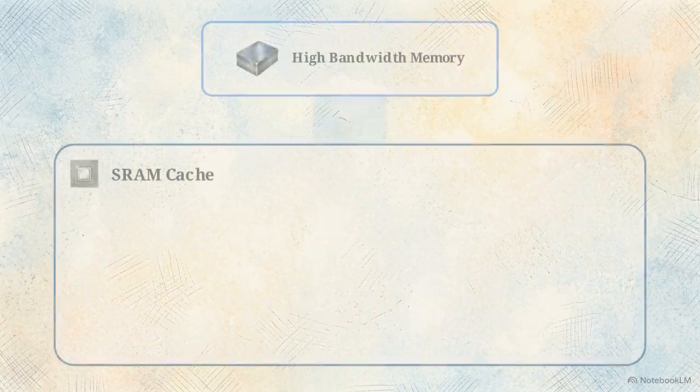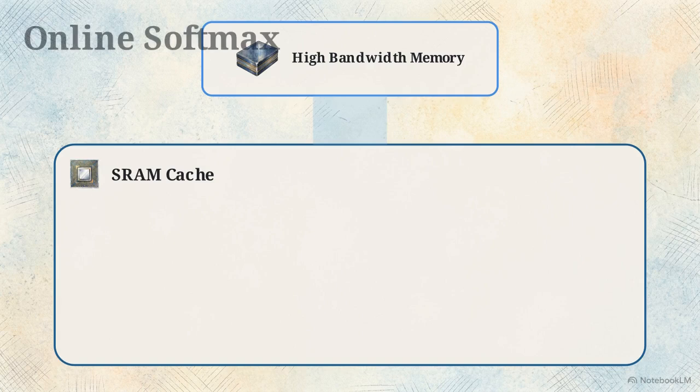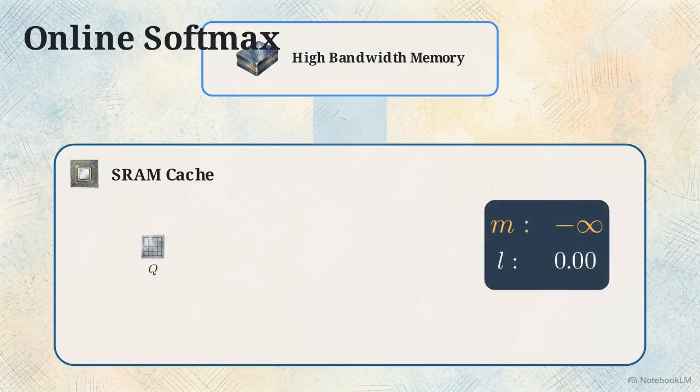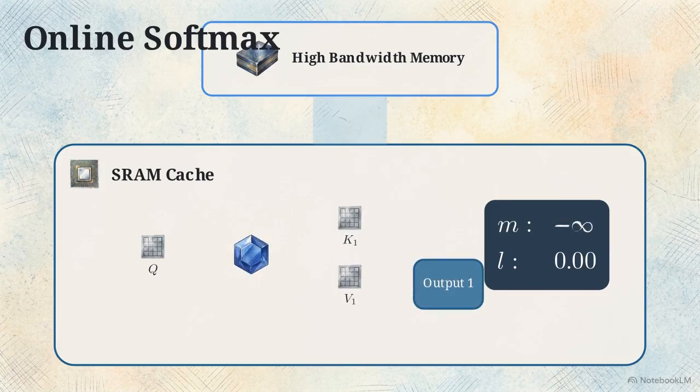To bypass this, FlashAttention uses an algebraic trick called the online softmax. It allows the GPU to compute exact probabilities block by block, tracking two local variables: a running maximum value, m, and a running sum of exponentials, L. When the first tile finishes its multiplication in the SRAM, the algorithm identifies the local maximum value and stores it in m. Simultaneously, it calculates the partial sum for that specific tile and stores it in L.